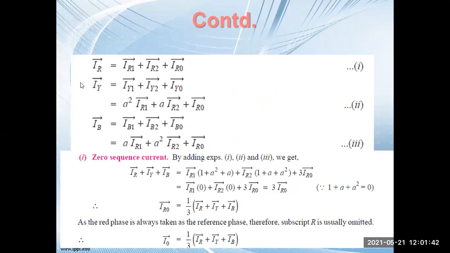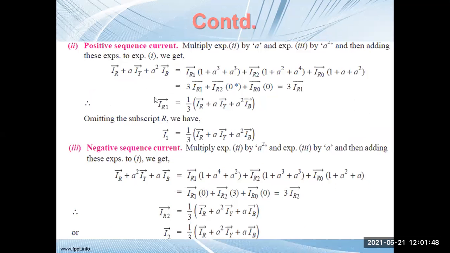IR plus A into IY plus A square into IB. Let us see what we are getting. If we do that, IR equal to what? We'll substitute here: IR1 into 1 plus A cube plus A cube.